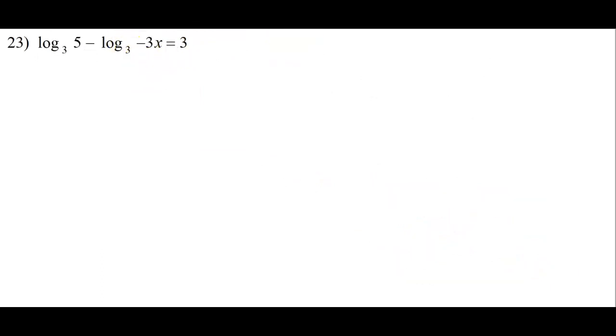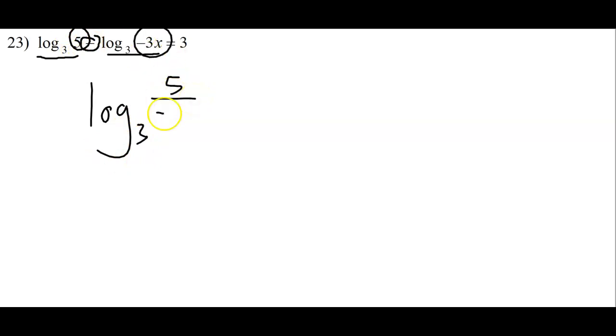Let's go ahead and take a look at number 23. Now this is another type of problem where you have two logs, but they're on the same side, and notice they're being subtracted. For those types, we're going to combine those into one logarithm using our log property, where you take the argument of the first one and divide it by the argument of the second one. All right. After that, we're ready to exponentiate both sides with a base of 3.